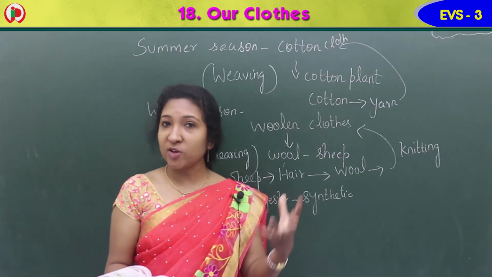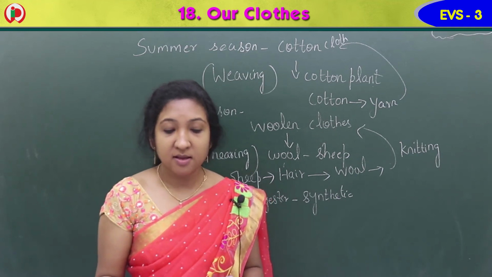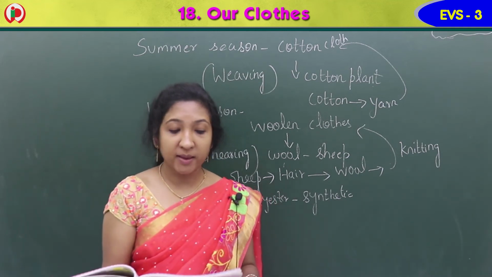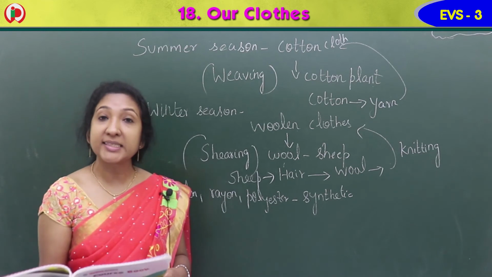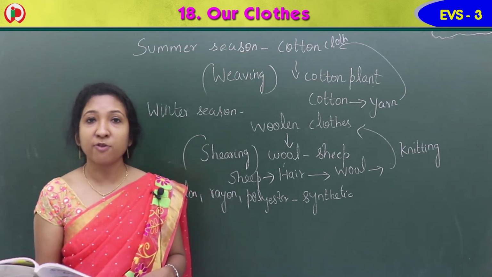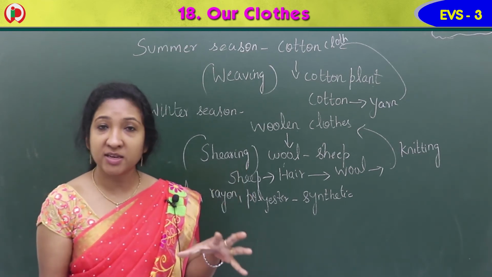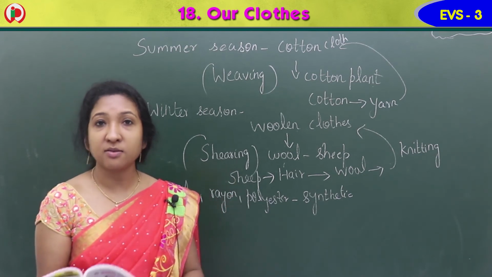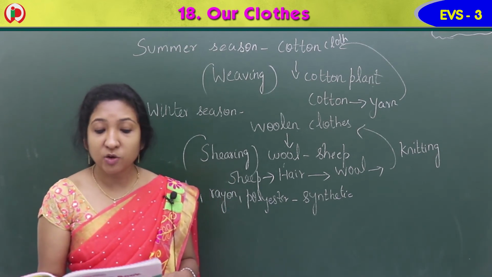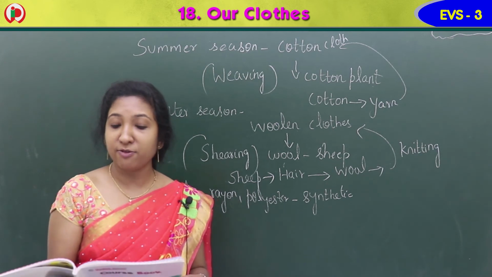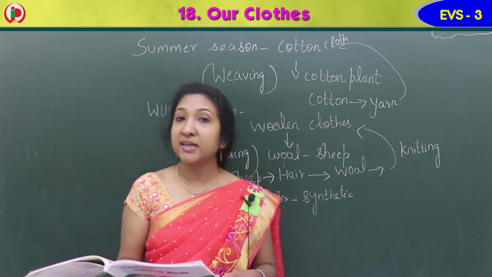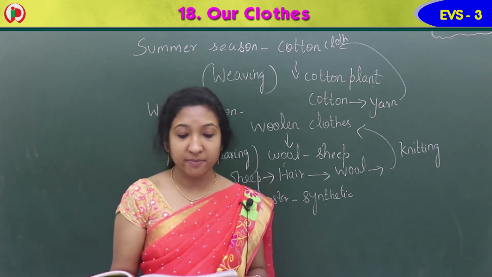Brush up. Let's recall what we learnt. Just a few points. Clothes are one of our basic needs. Food, clothing, shelter are our needs. Among them, clothing is one of our basic needs. We wear clothes to protect ourselves from heat, cold, rain, dust and insects.